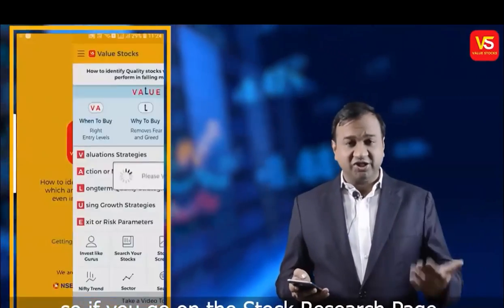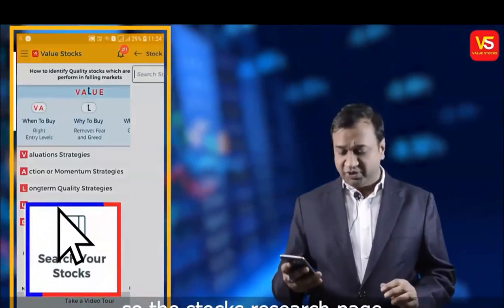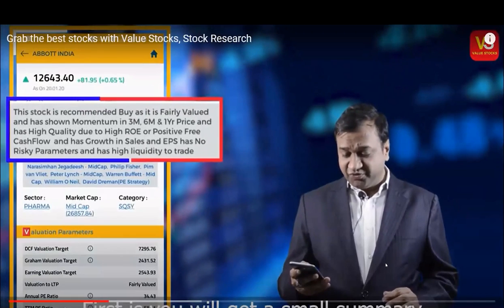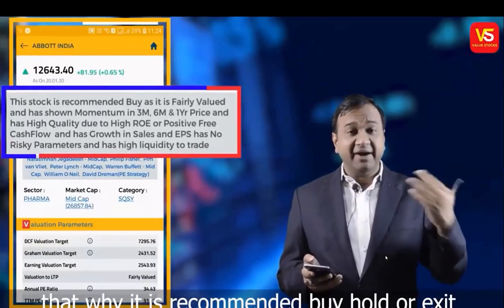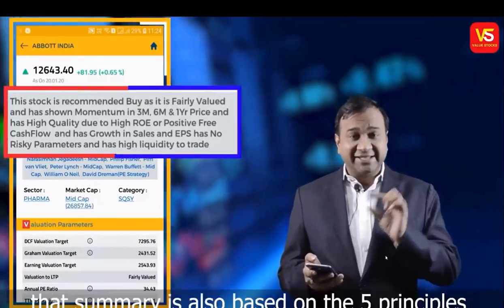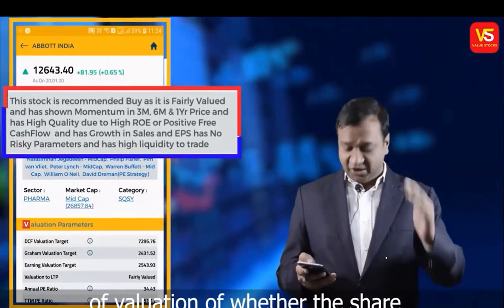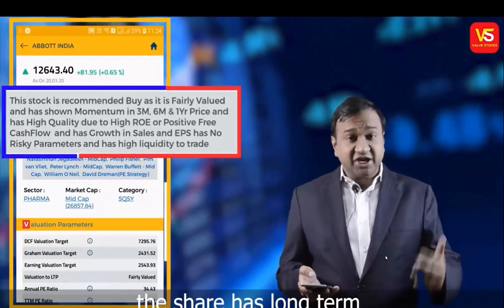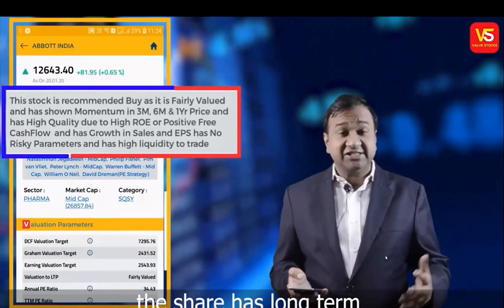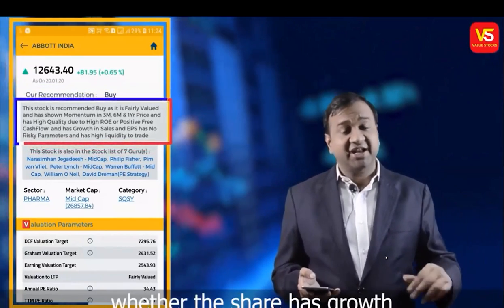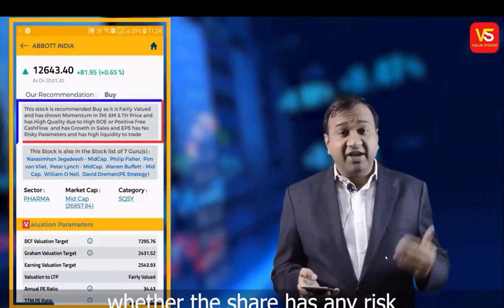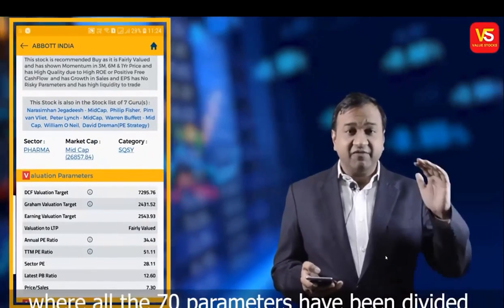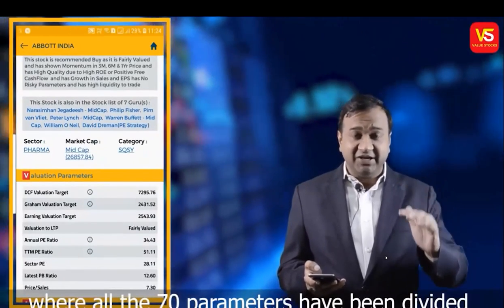If you go to the stock research page for any stock, when you search the stock and open the page, first you get a small summary of why it is recommended buy, hold or exit. That summary is also based on the 5 principles: valuation, whether the share has momentum in prices, whether it has long-term quality parameters like ROE and cash flow, whether it has growth, and whether it has any risk, so that we should not invest in the stock. These are the major 5 principles into which all the 70 parameters have been divided.